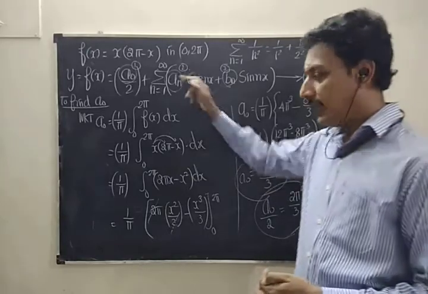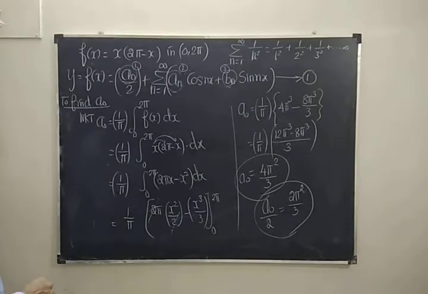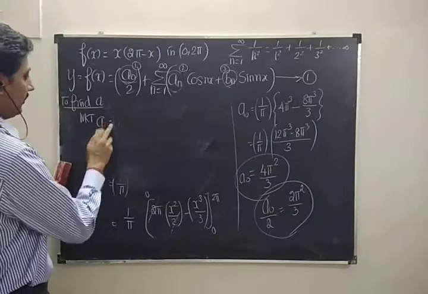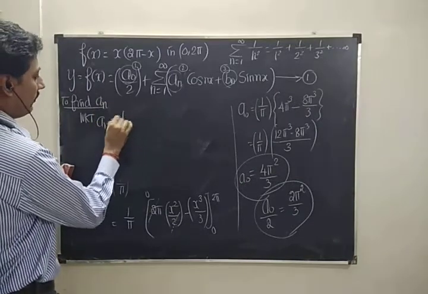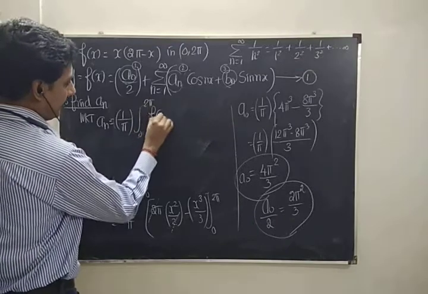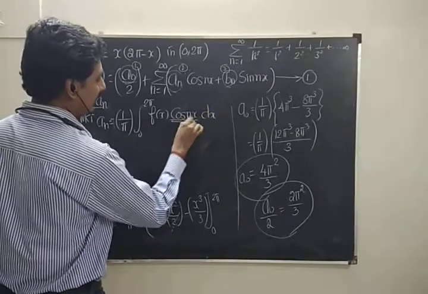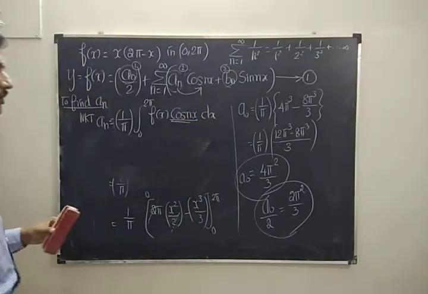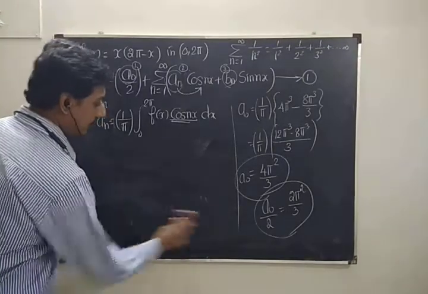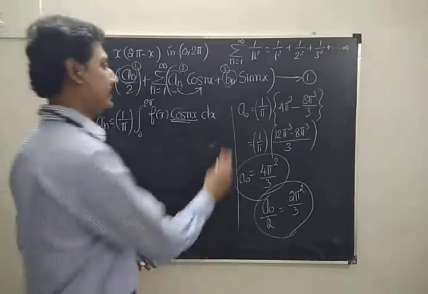So the next one is AN. How to get the AN value? Yeah, let's go for the AN. The AN formula is 1 by pi integral 0 to 2 pi f of x cos nx dx. Why do we add cos nx here? Because the coefficient of cos nx is AN. So that's why, to get the AN, we use the cos nx. Isn't it?